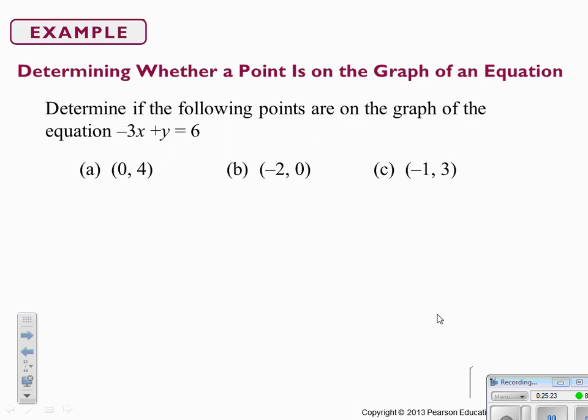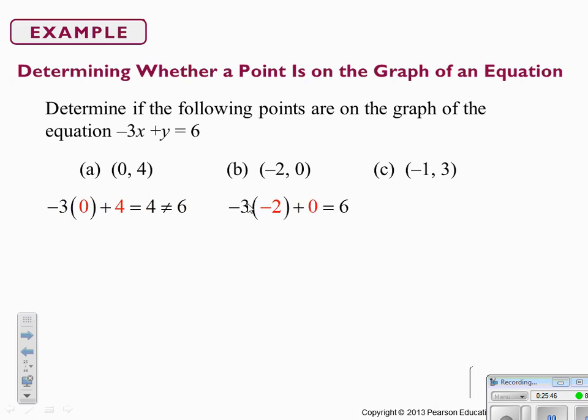All right, so we're writing this down. If I wanted to see if (0, 4) is a point on my graph, I'm going to plug in 0 for x and 4 for y and see if I get a true statement. Negative 3 times 0 is 0, plus 4 is 4, and 4 is not equal to 6. So A is not on our graph.